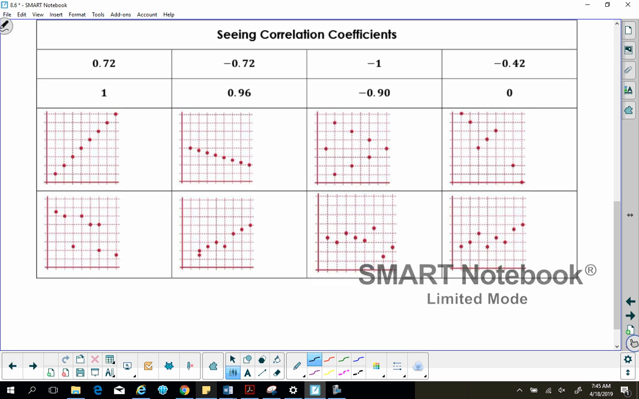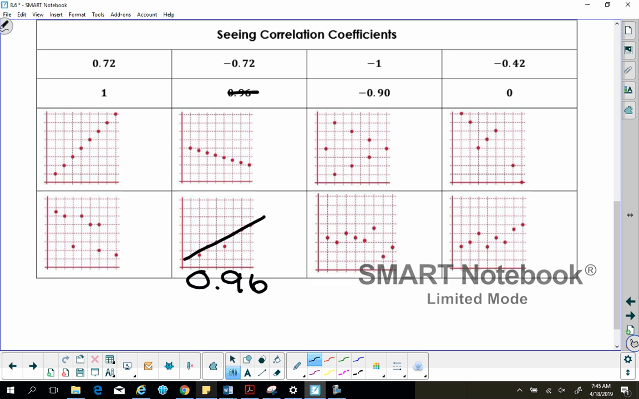So like this one right here, if I draw a line, first of all, is that positive or negative? Positive. And is that weak or strong? Strong. I would say that's one of the stronger ones here, but it's not perfect. So which one is a strong but not perfect positive correlation? 0.96. So I would write 0.96 right here, and then I would cross it out.